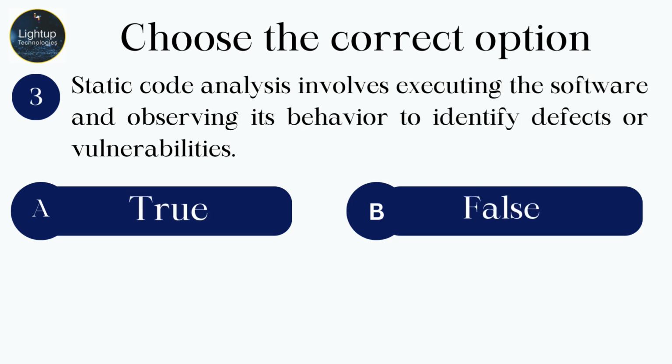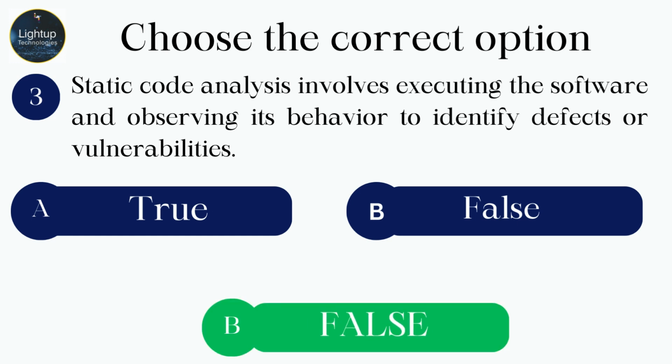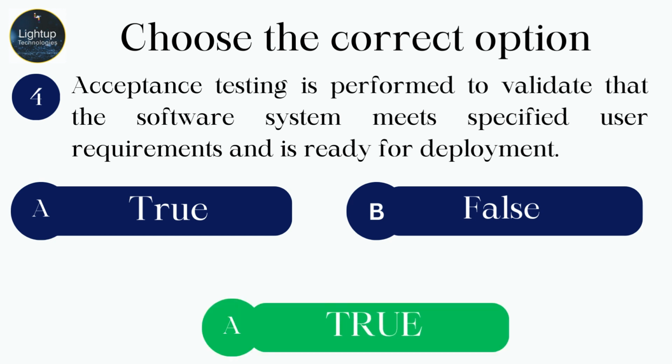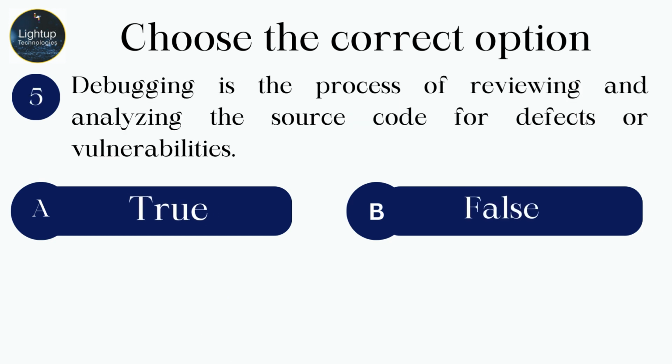Static code analysis involves executing the software and observing its behavior to identify defects or vulnerabilities. Acceptance testing is performed to validate that the software system meets specified user requirements and is ready for deployment. Debugging is the process of reviewing and analyzing the source code for defects or vulnerabilities.